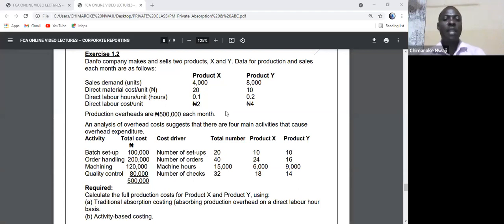Thank you. Now, we have our total overhead cost, which is 500,000. It should be divided by your total level of activity. Total level of activity is supposed to be your total labor hours. But we are not given total labor hours. How do we find it?